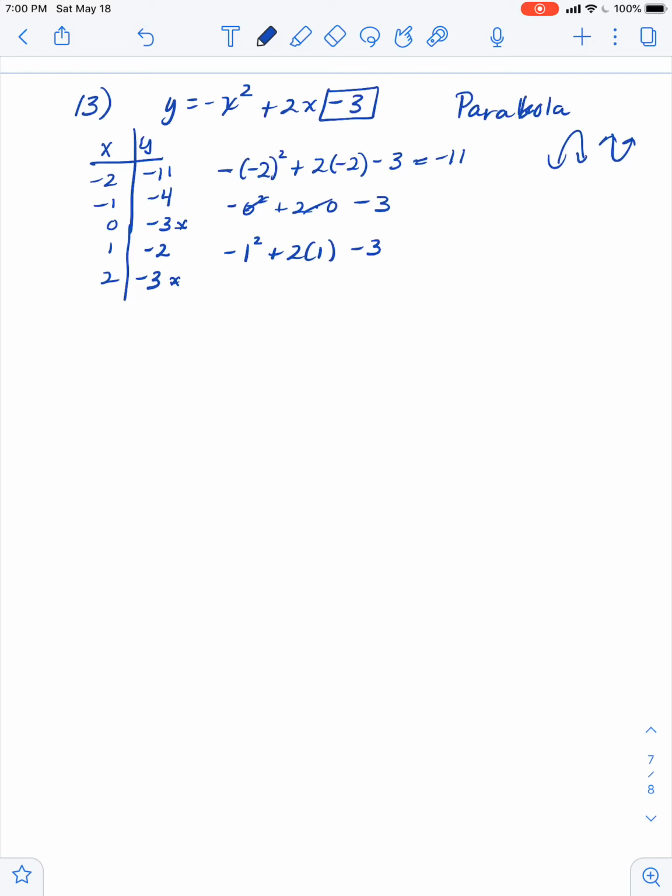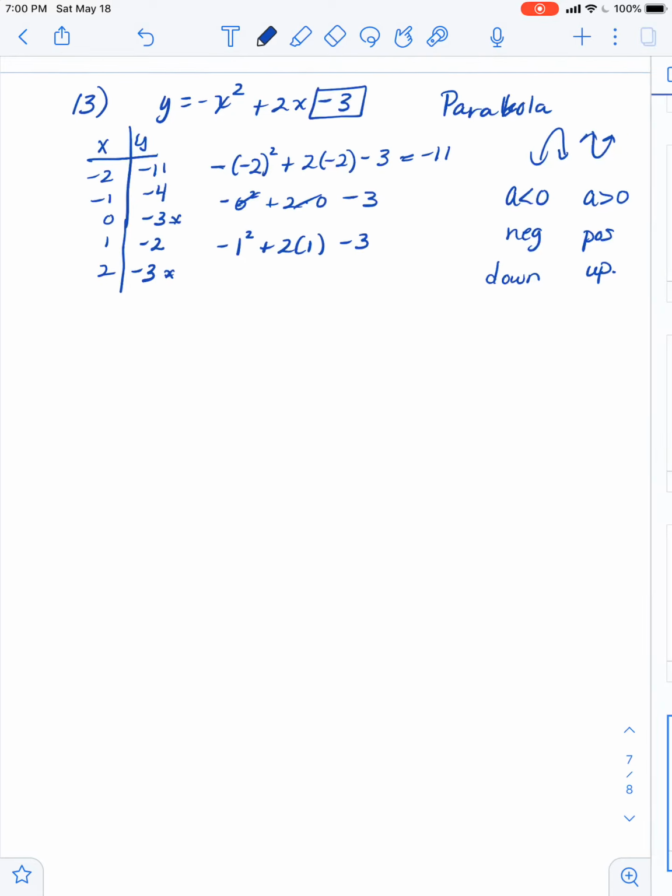In other words, they're going to look either up or down. Okay, how do I know if they're up or down? Well, I look at the a value, the front number, and if the a is less than 0, in other words, if a is negative, it's going to go down, and if a is greater than 0, it's positive, and it's going to go up. Okay, so that's what I'm looking at.